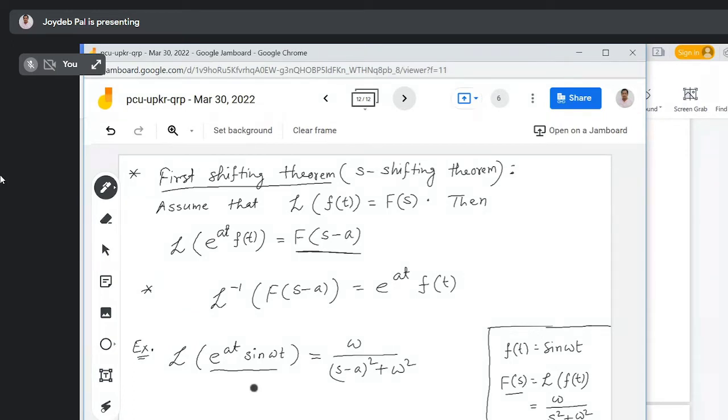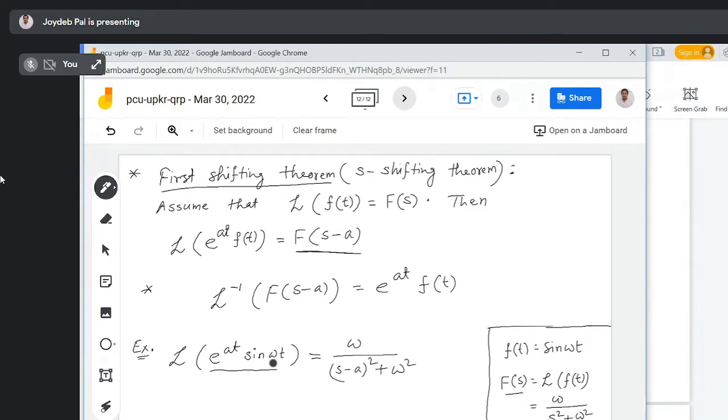Similarly, you can do it for cos also, right? If Laplace transform of e to the power at cos omega t. So in that case, f of t will be cos omega t. Then f of s will be s by s square plus omega square. Then what will be Laplace transform of e to the power at cos omega t by S shifting? Tell me. S upon s minus a whole square plus omega square.